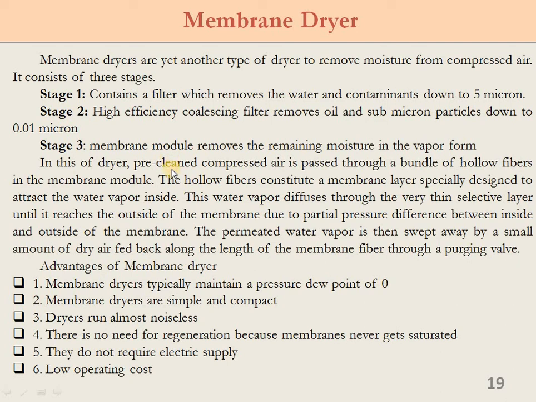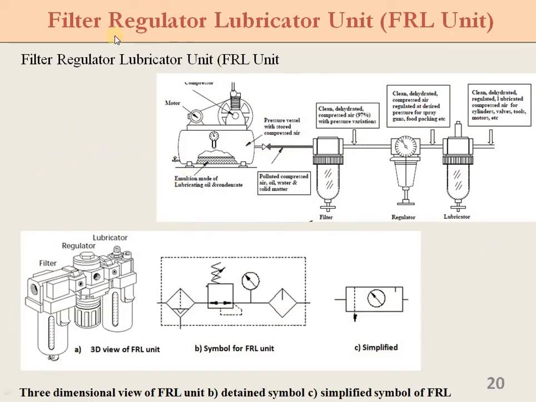So this is what you studied. You've gone through the three different types of dryers. That is, the first one is the refrigeration type dryers, then chemical type dryers. Under the chemical type there are two types, absorption and adsorption, and the third one is the membrane type dryers. And next is one more simple, very important topic: the FRL unit.